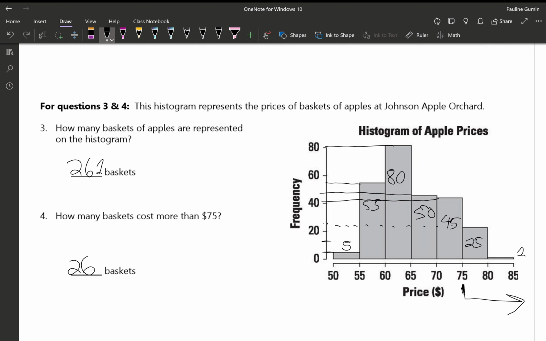Again, your numbers might look a little bit different. As long as your guesstimate on these bars looks like it would make sense, then you should be good to go. So if you have a question, let me know or let your teacher know, and then we could check it out and see if it makes sense, if it's reasonable.